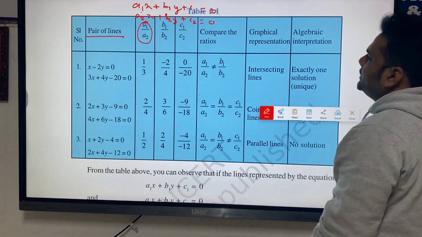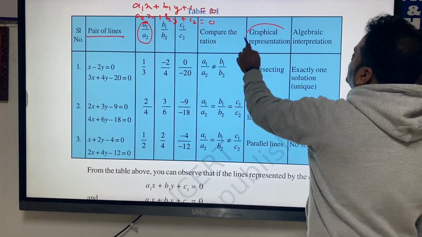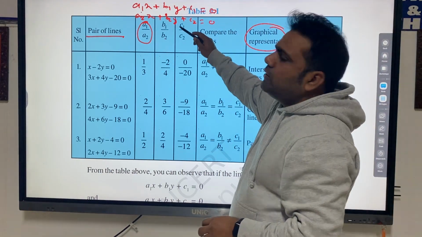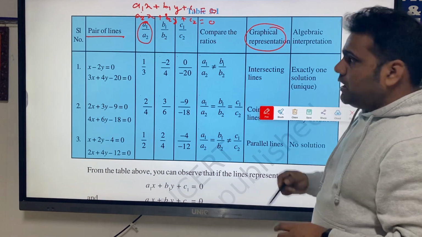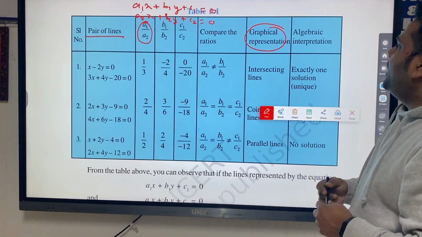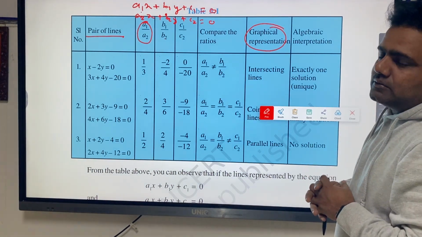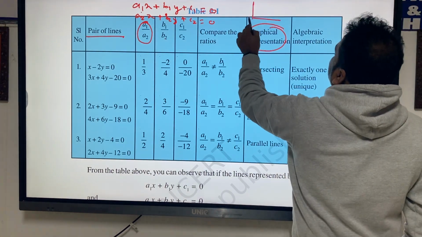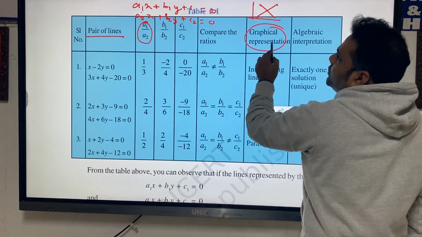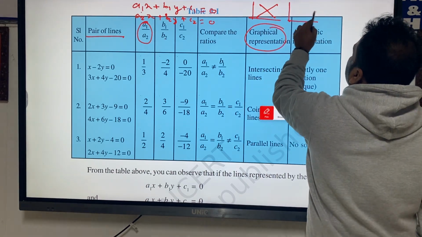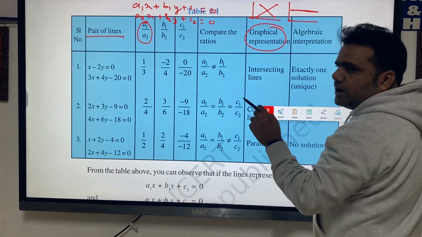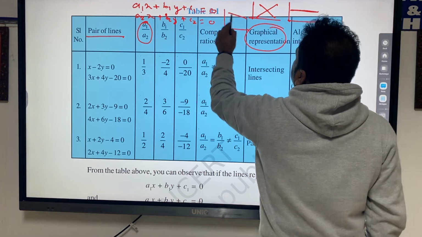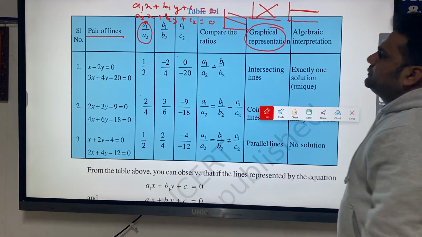Compare the ratios and then you have to do the graphical representations, means you have to draw the graph for this and you have to draw the graph for this. And you have to see where it is intersecting. If they are intersecting like this, unique solution. If they overlap on each other, infinite solution. Or if they are parallel to each other, no solution.